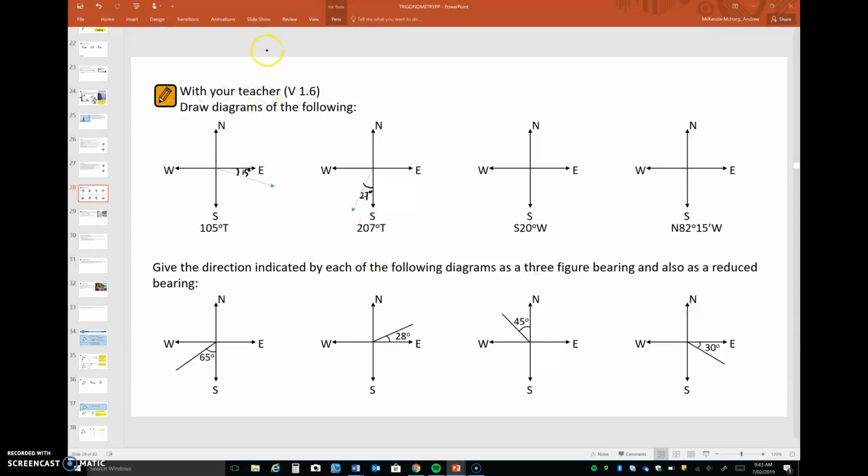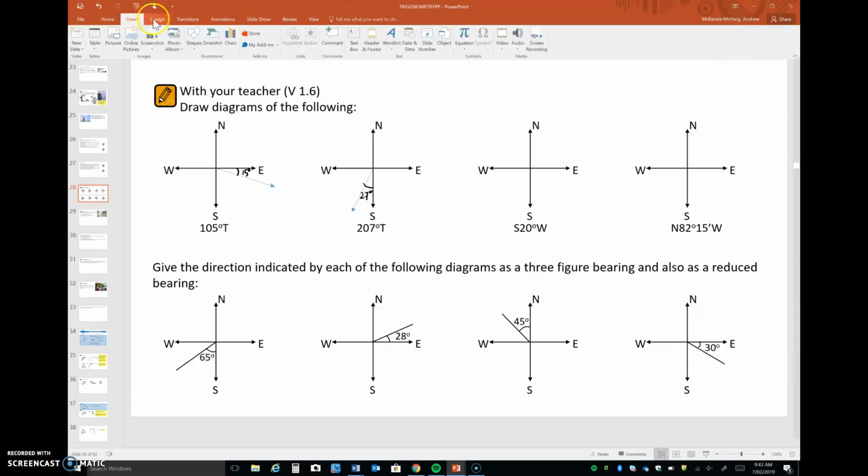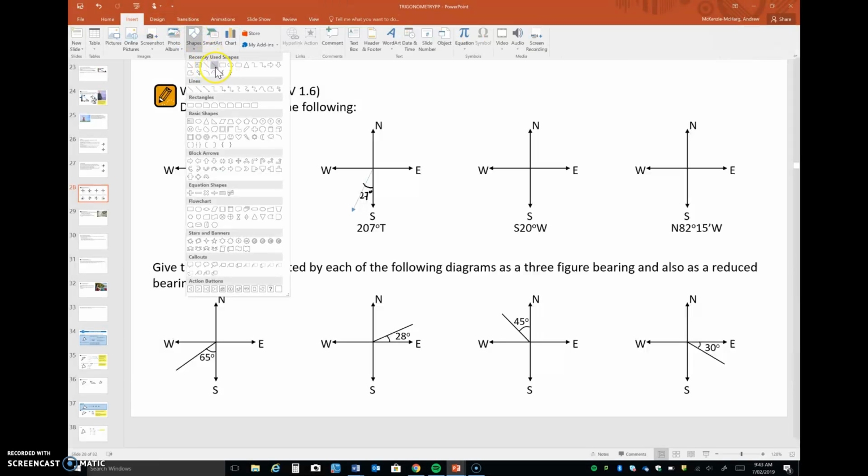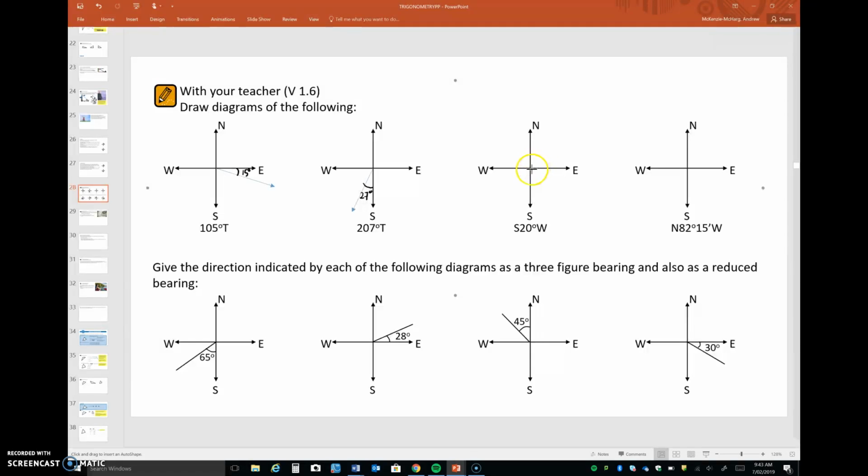Righto, so those are the true bearings. They always start at north. Here, we have some reduced bearings. They can start at north, but they can also start in any other direction as well. And the first one starts at south. Oops, I want this one. Okay, so I'm going to point south this time.